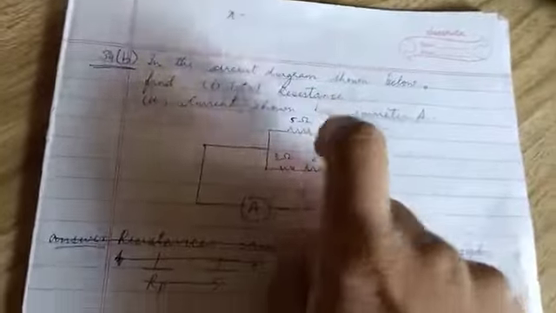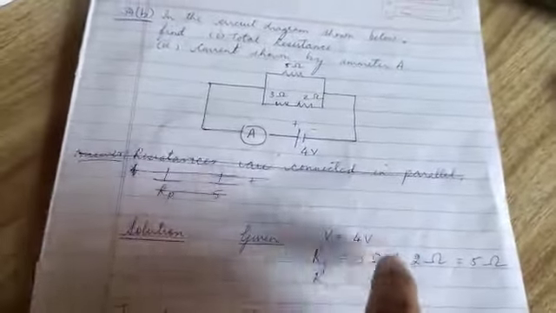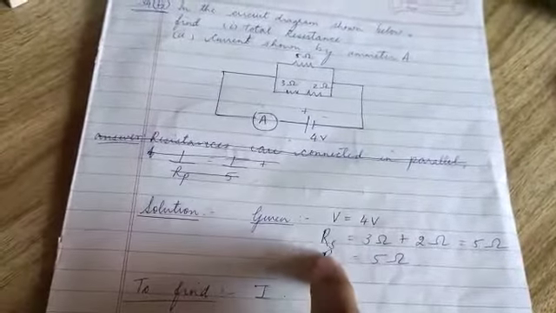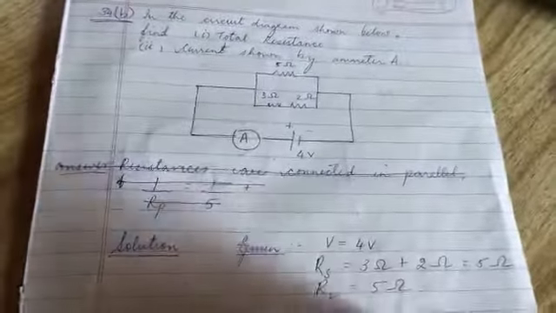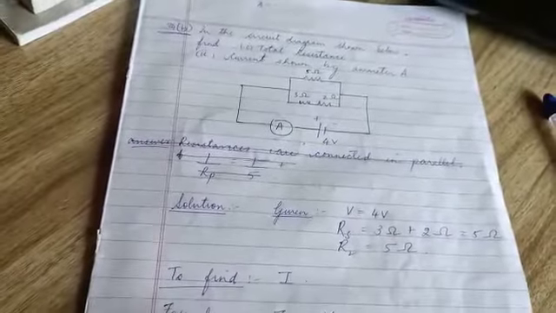Now here also 5 ohms, here also 5 ohms. These two are connected in parallel. So given the voltage across the battery is 4 volts, resistors in series 3 plus 2 is total 5 ohms, and the second resistor on top is 5 ohms. We need to find the current. So the formula is I is equal to V by R.